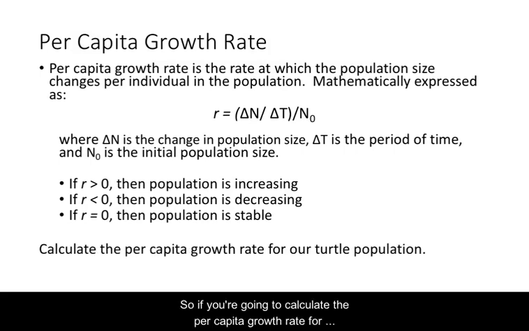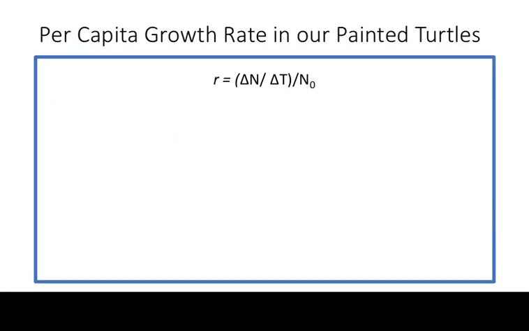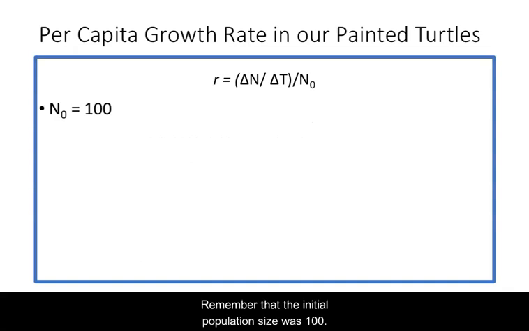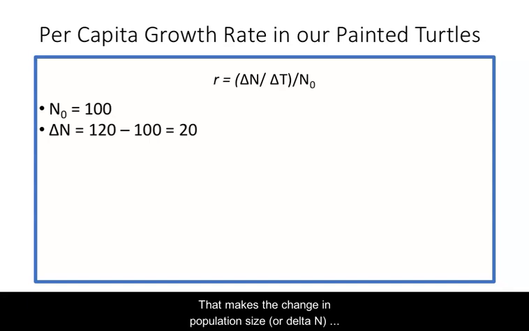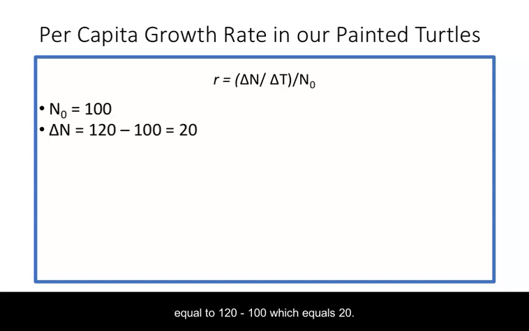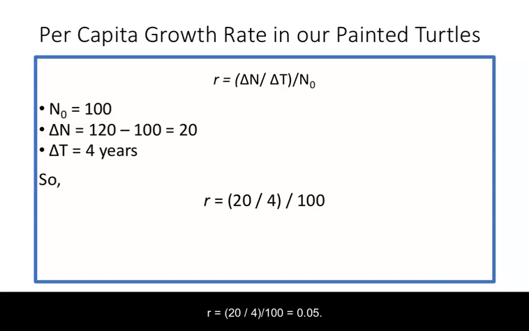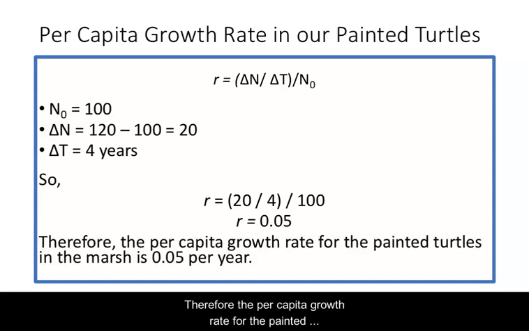So if we were going to calculate the per capita growth rate for our turtle population, we would use this formula. So remember that the initial population size was 100. That makes the change in population size, or delta n, equal to 120 minus 100, which equals 20. The change in time is 4 years. So r equals 20 divided by 4, all divided by 100, which equals 0.05. Therefore, the per capita growth rate for the painted turtles in the marsh is 0.05 per year.